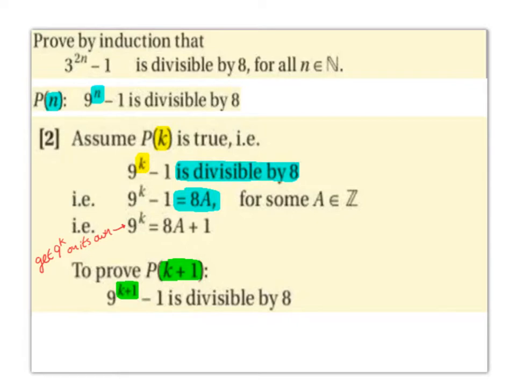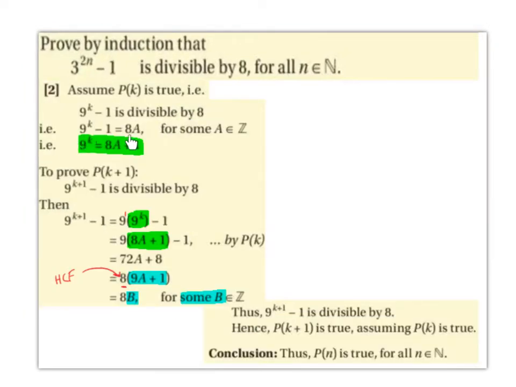So this is our assumption, and this is what we want to prove. So we want to prove p of k plus 1. We basically just swap that k for k plus 1. So we want to prove that 9 to the power k plus 1 minus 1 is divisible by 8. This is what we want to prove, and we're going to use the assumption to help us do that.